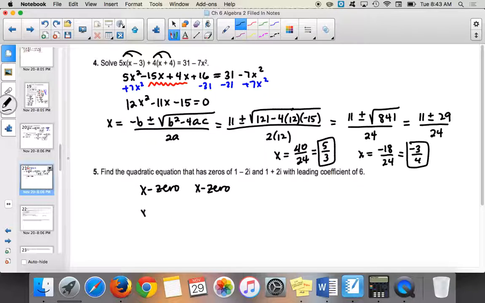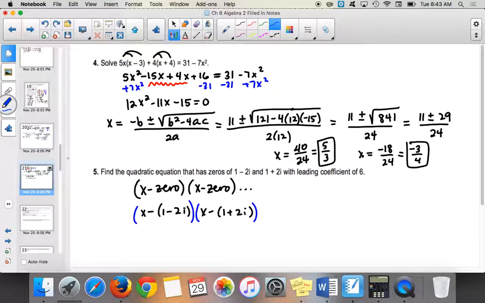So we're going to have x minus 1 minus 2i. Okay, and I'm going to put a big parenthesis around it. And then I'm going to do x minus 1 plus 2i, because that was the other zero. And I'm going to put parentheses around it. And we'll worry about the leading coefficient of 6 at the very end.